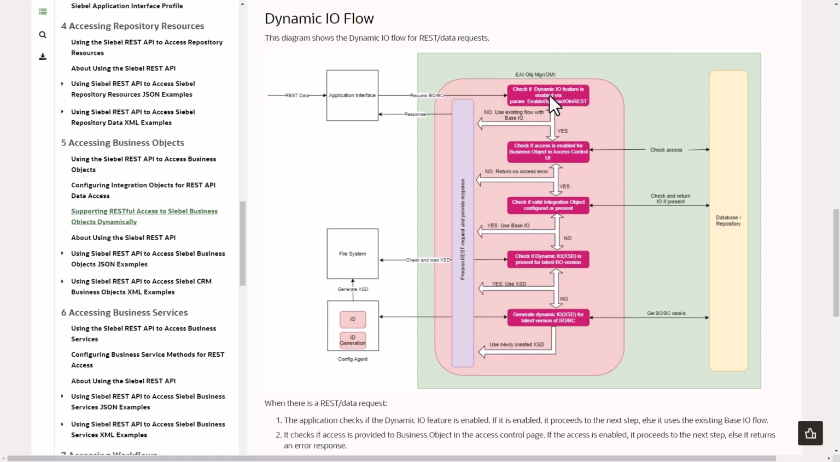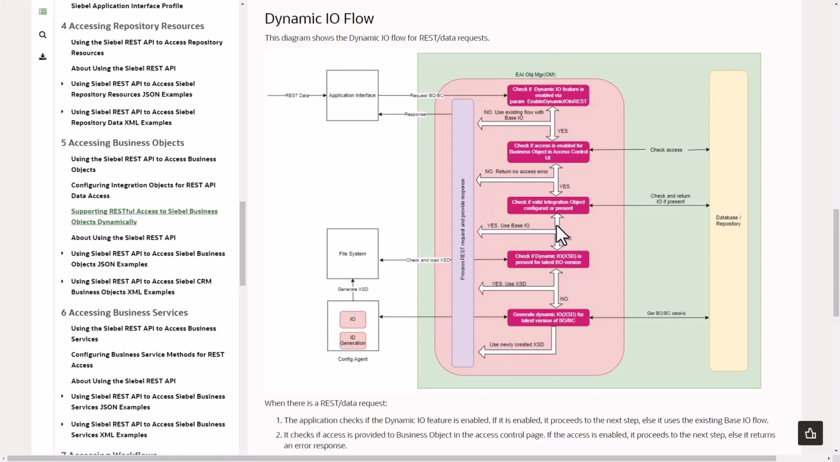So the first thing is that the EAI object manager checks if the dynamic IO feature is enabled. So if the parameter is true. If no, then you fall back on the base IOs. But if it's yes, then it next checks if the business object has access enabled, as we have seen with the flag. If no, there's an error. If yes, it checks if there is a valid integration object configured or present. So either you have mapped a valid integration object to your business object, or there is just one present. If that is yes, then it says use base IO.